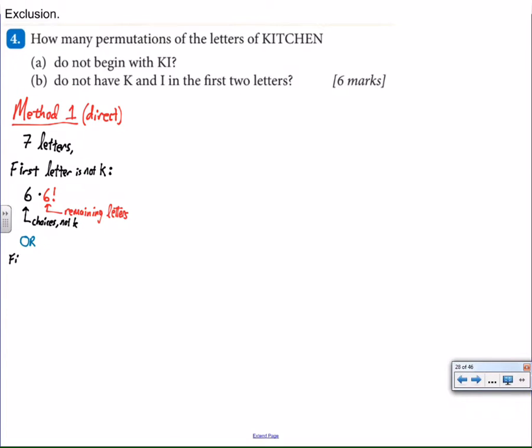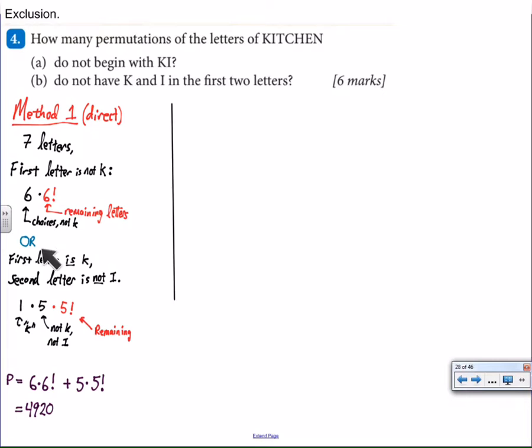However, we have to also consider the fact that the first letter could be K, but then the second letter is not I. So that's another situation to consider. So another possibility is the first letter is K, so there's only one choice for that. The second letter is not I, so there's only 5 choices for that. And because K and I are both taken, there are 5 remaining letters in the word kitchen that can be arranged in any order. And it turns out if you add 6 times 6 factorial plus 5 times 5 factorial, you get 4,920.